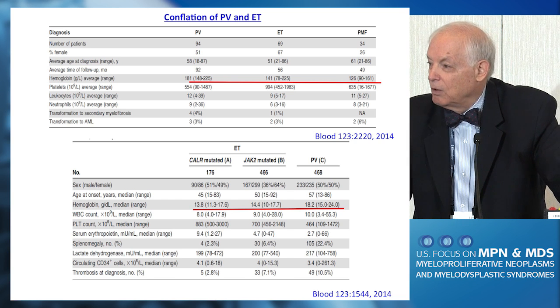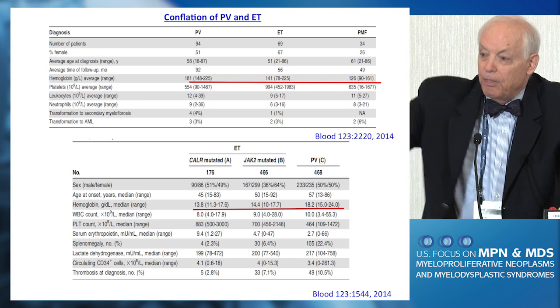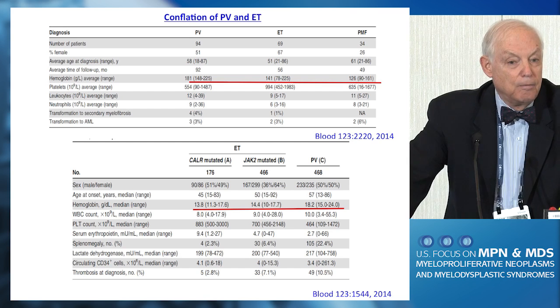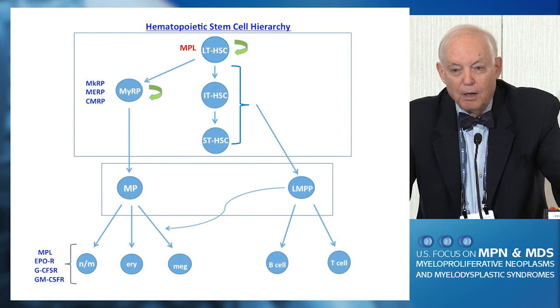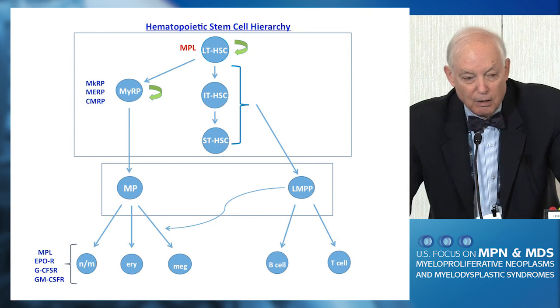Now, if you believe in the World Health Organization diagnostic criteria, which I do not, then you'd have to say that some of the ET patients must have PV. So, now, why do these diseases look like they overlap? And let's come back to the stem cell again.